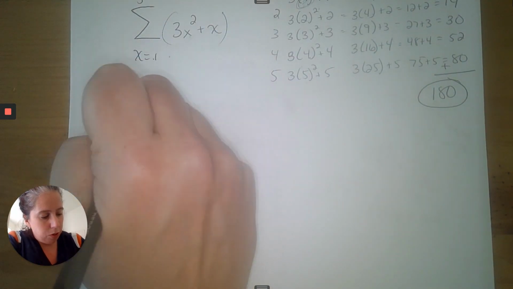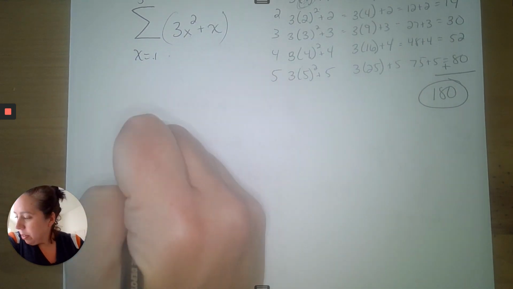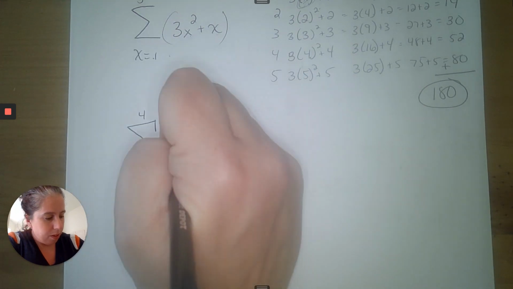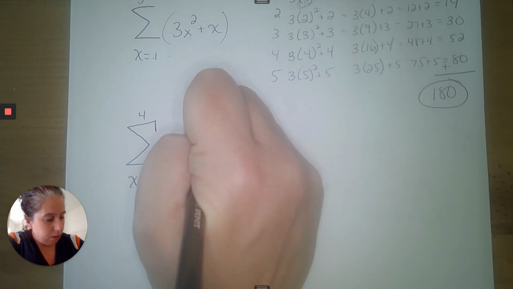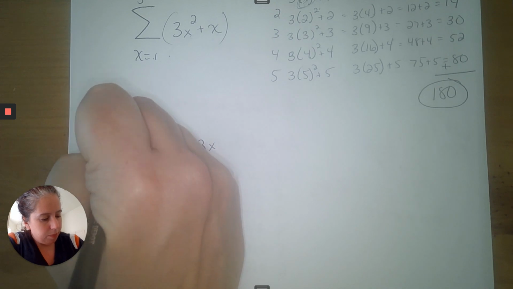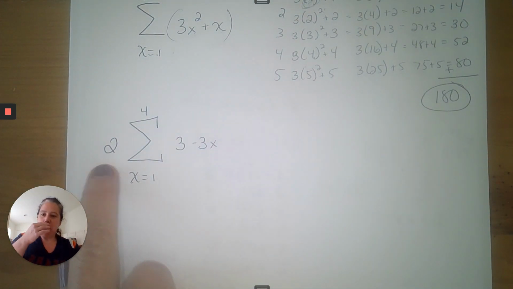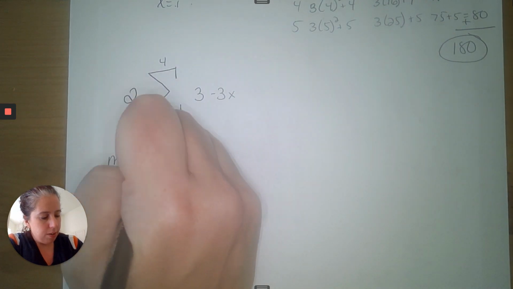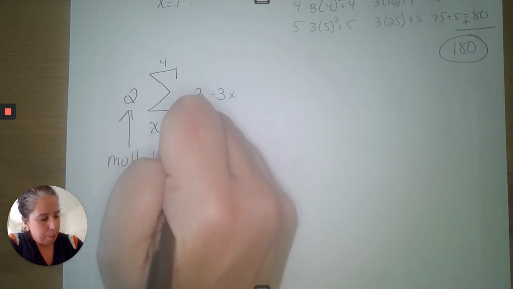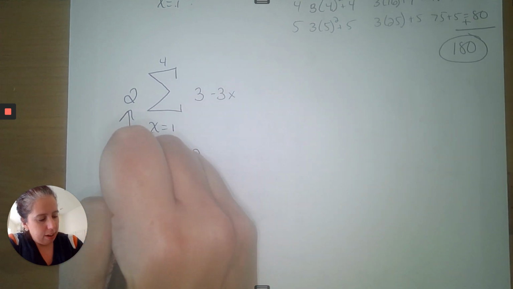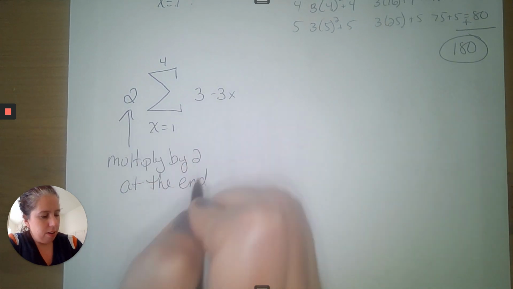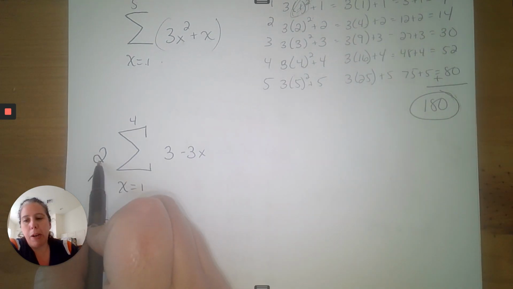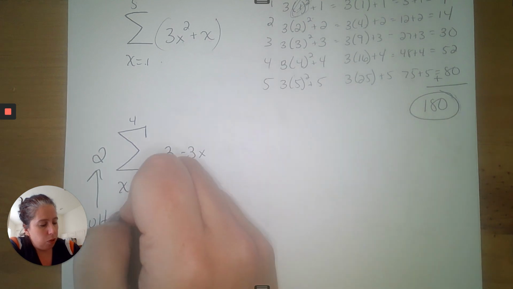Okay, so last one I want to show you, because it looks a little weird, and you got to be careful. Don't miss it. Okay, we're going from x equals 1 to 4 of 3 minus 3x. Okay, so there may be a number out here. Guys, what this means, when there's a number out here, that means you're going to multiply by 2 at the end. Okay, so what you would do is once you get this final answer, then you multiply it by whatever's out there.